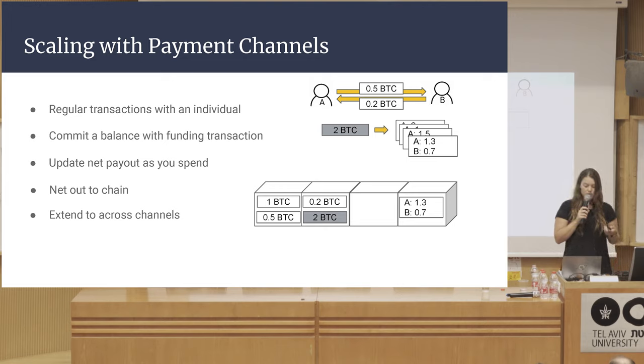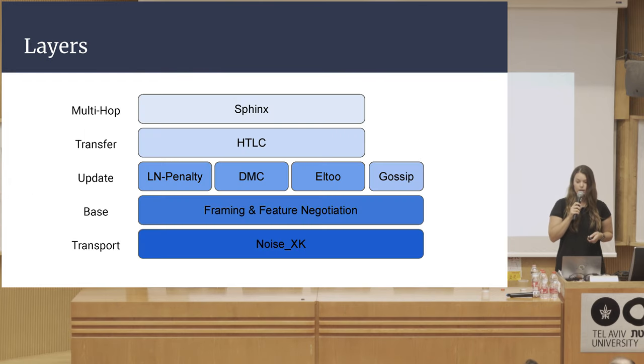They can do this almost indefinitely, continuing to update the state off-chain by delaying broadcast to the blockchain, and achieve great scale just between the two of them. Eventually, if they decide they want their coins on-chain and want to settle, they can net out to the blockchain by just broadcasting the most recent state. On top of this, you can extend this across channels. If Alice can make a payment to Carol, who is, say, connected to Bob in a payment channel but not directly to Alice, we can further extend the amount of scaling we get. This is the issue that the Lightning Network aims to serve, and it does that with a layered protocol stack.